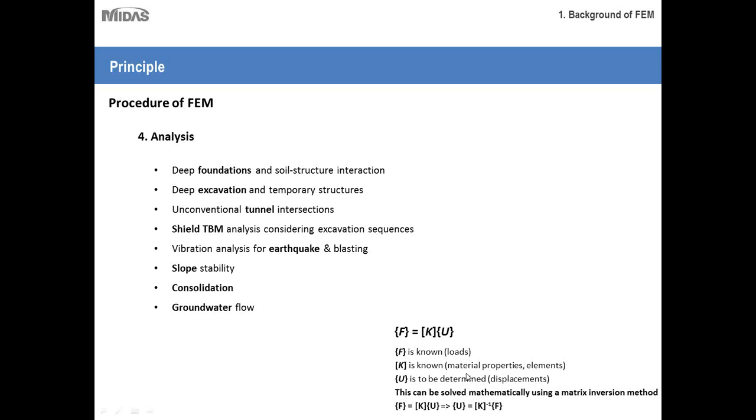So if we look at the formula again, what we are doing under analysis is that, as a geotechnical engineer, our prime concern is to find this U, which is the displacement. So what the program does is it uses this mathematical matrix inversion method, where it determines U by inverse of the stiffness matrix times the loads. So this matrix is known, load is known, we can find the displacement. So when you are running the analysis, actually the program is performing this computation to get you the displacements.